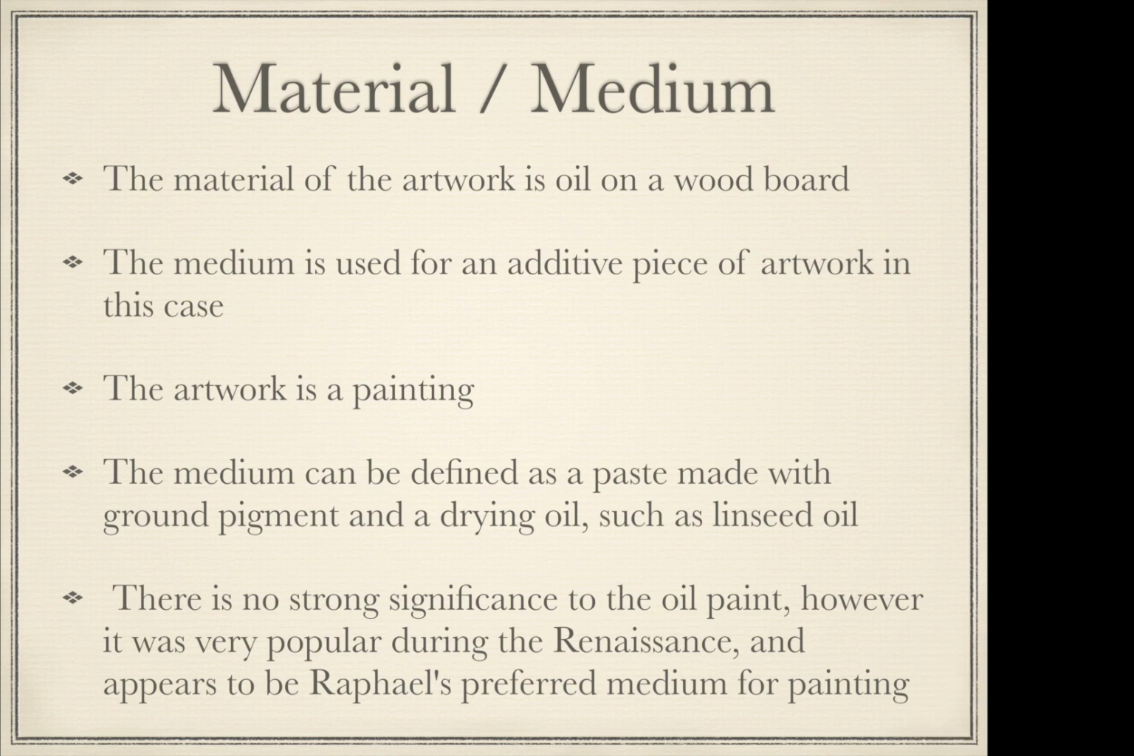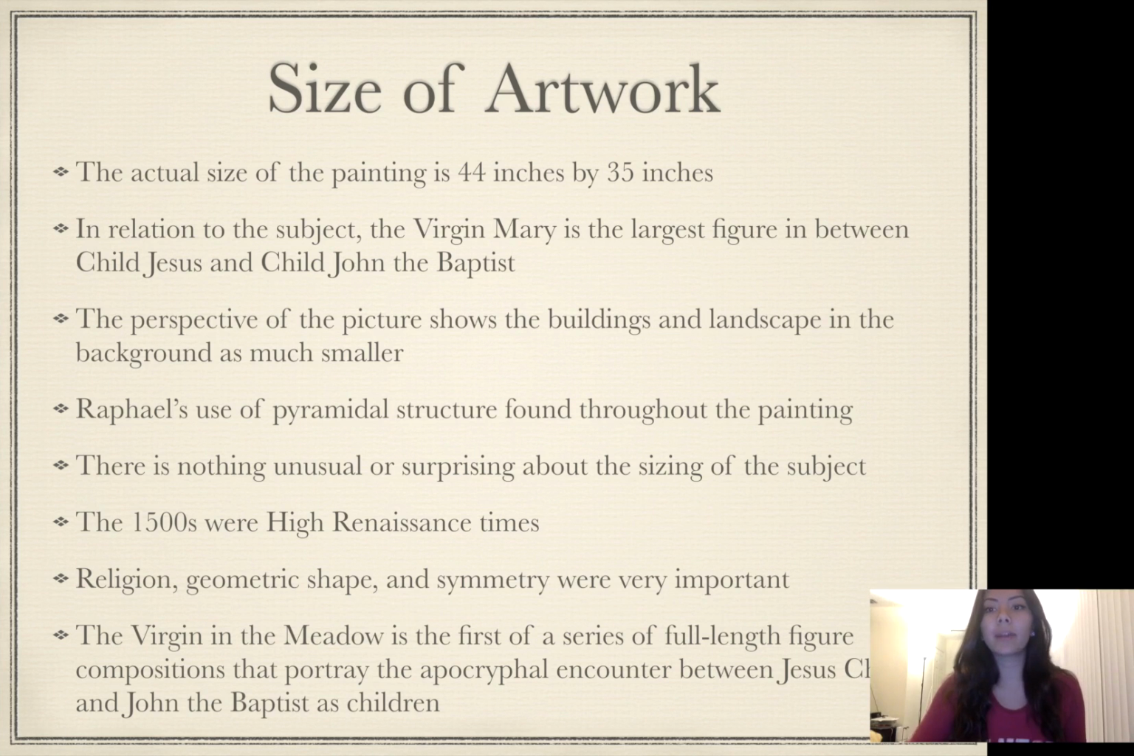I researched facts about the size of this work, and I found that the actual size of the Virgin in the Meadow is 44 inches by 35 inches. So you could think about that as 4 feet tall and 3 feet wide. In relation to the size of the subjects, the Virgin Mary is the largest figure in between child Jesus and child John the Baptist. The perspective of the picture shows the buildings and landscape in the background are much smaller to indicate that they were set back in the distance.